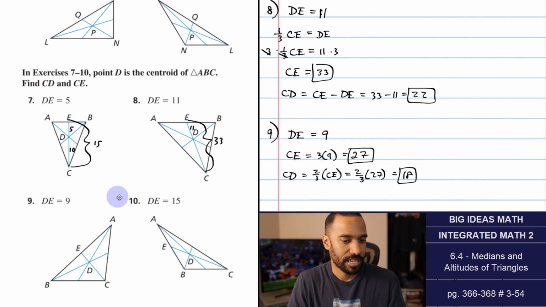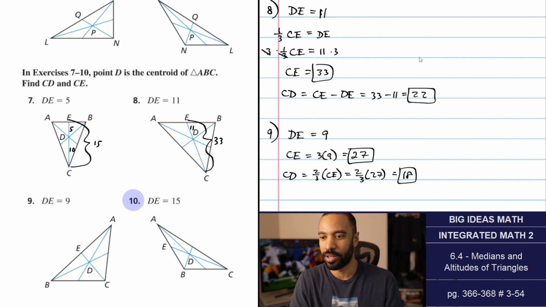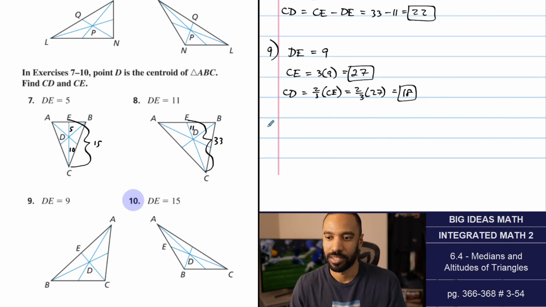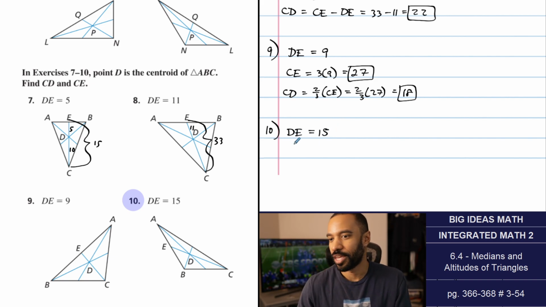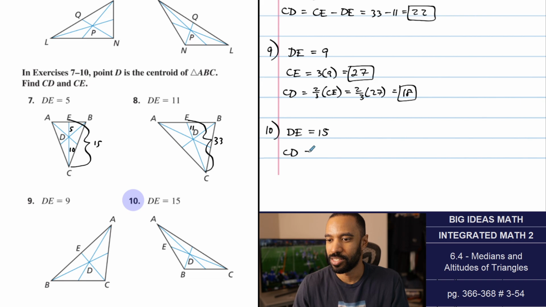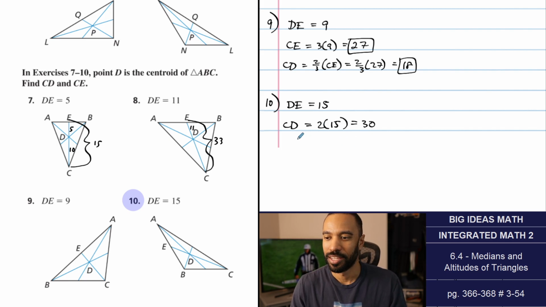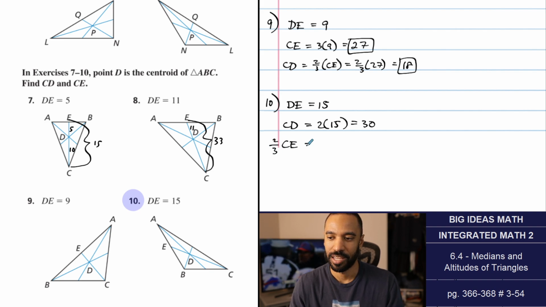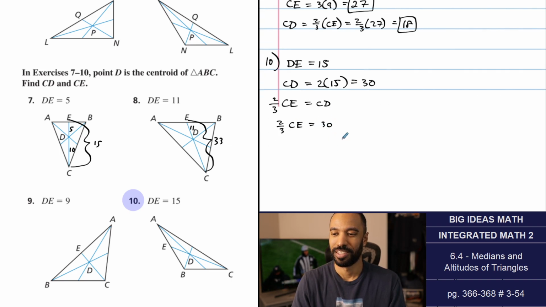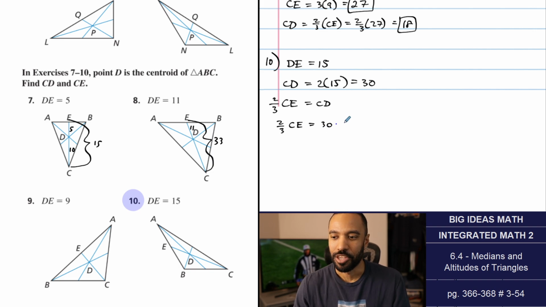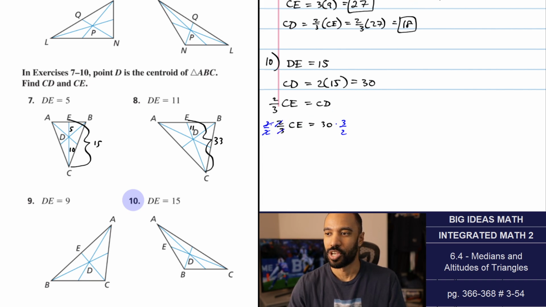And number 10, DE is 15. You can see that kind of long guy right there, but not quite as long as everything else that's there. DE is 15. Let's do the doubling thing again. Let's say CD. CD is 2 times 15, which is 30. And let's do it this way. Let's say CE, 2/3 of CE is CD. So 2/3 of CE is 30. I know you could do 15 plus 30, I'm well aware. And you can multiply both sides by the reciprocal, which is 3/2, like that.